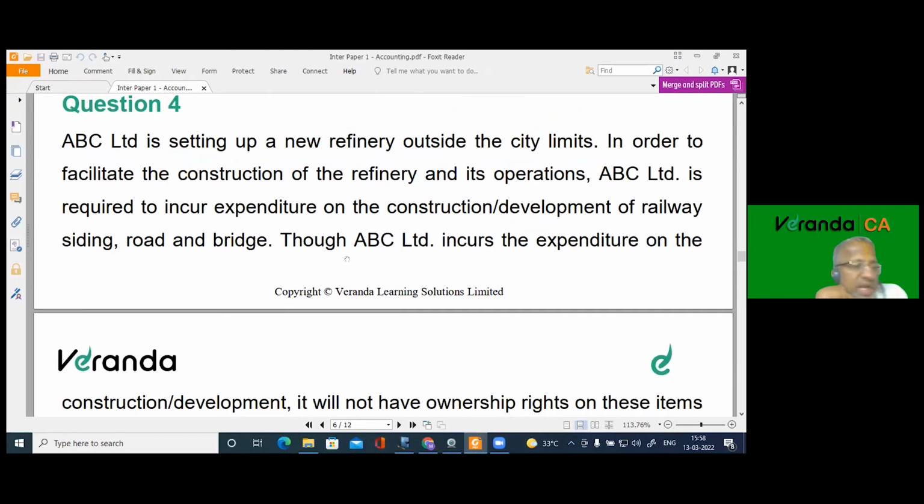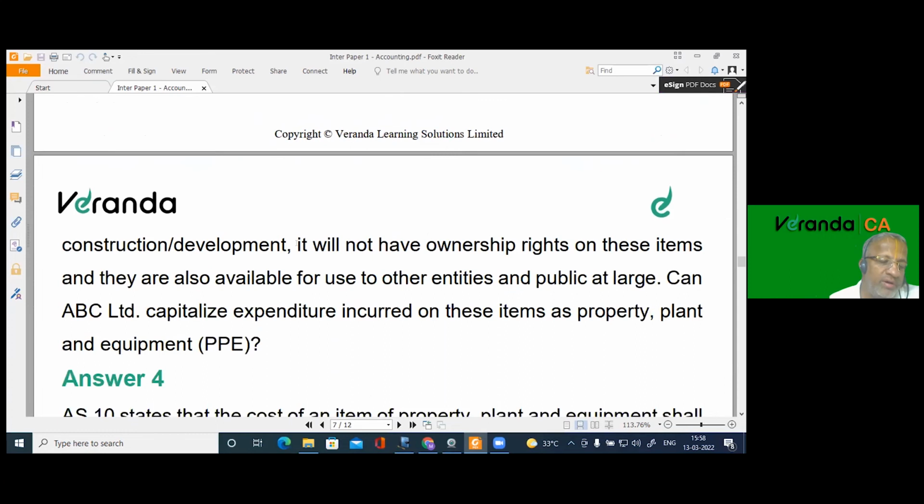ABC Limited is setting up a new refinery outside city limits. In order to facilitate construction of the refinery and its operation, ABC is required to incur expenditure on the construction and development of railway siding, road and bridge. Though ABC incurs the expenditure, it will not have ownership rights on these items. They are also available for use to other entities and the public at large. Can ABC Limited capitalize expenditure incurred on these items of property, plant and equipment? Now let's have a look at this question on screen.